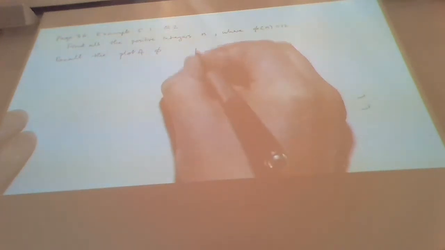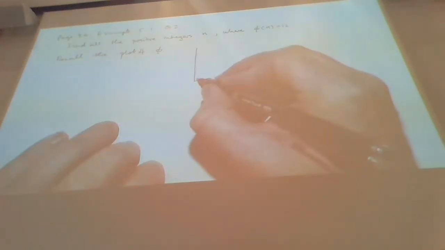Okay, so simple enough equation on the face of it. Find all the integers n where phi of n is equal to 12. And you'll recall what the plot of the function looked like. Recall the plot of phi. I mean, I could bring it up, and I probably should bring it up on the computer.